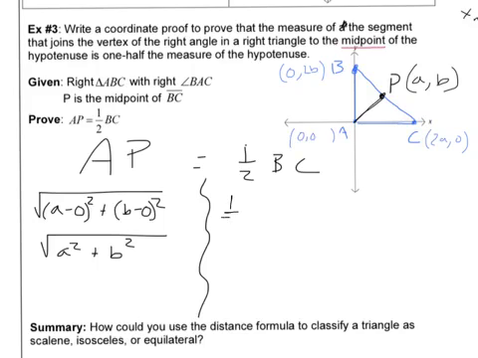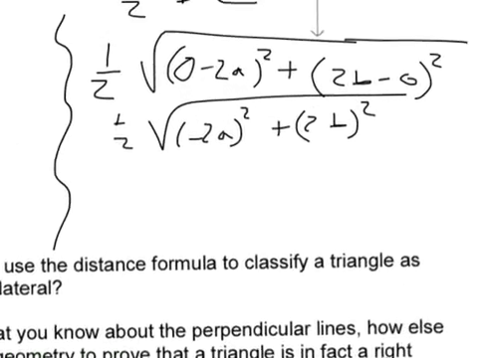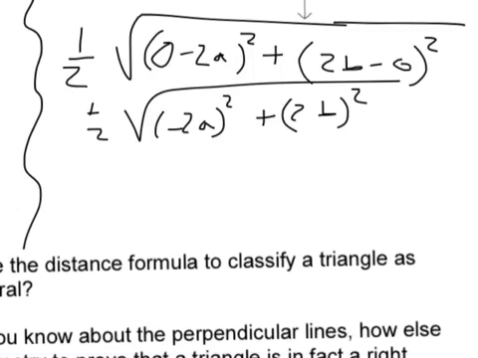I'll bring a little 1/2 out here, square root, and let's do the same thing. Let's do top minus the bottom. So 0 minus 2a, and then remember we square it, plus 2b minus 0 squared. This is going to get me negative 2a squared, and this is going to get me 2b squared. I need the square root with a 1/2 out here. I'm going to zoom in so I can actually work this out. Negative 2a squared is the same thing as 4a squared plus 4b squared.